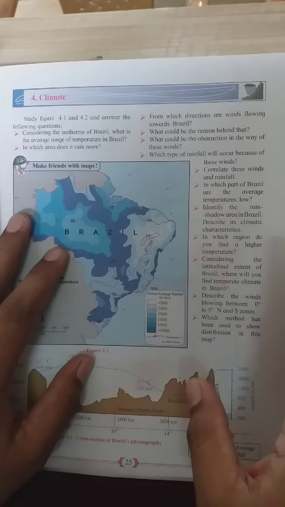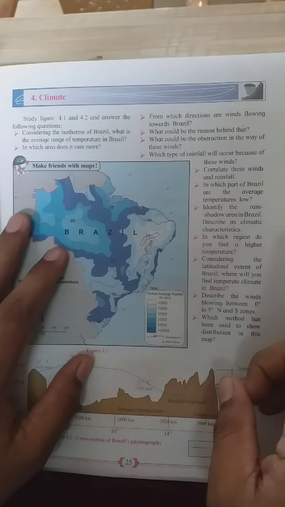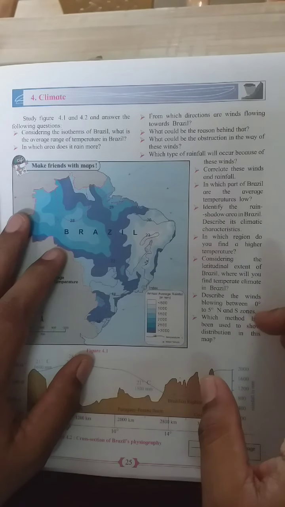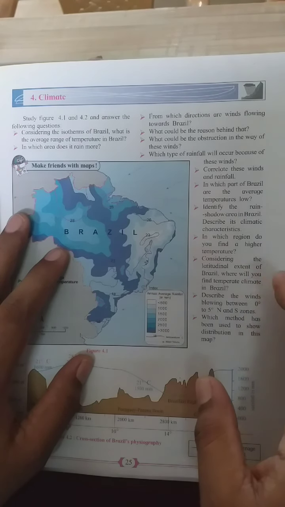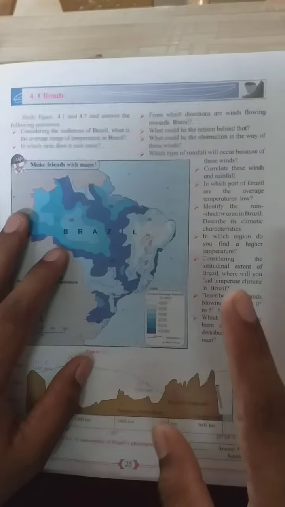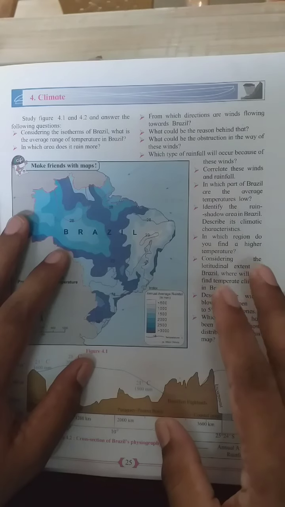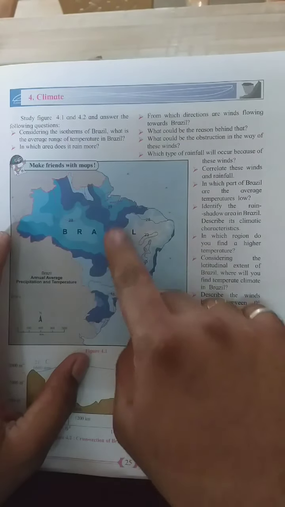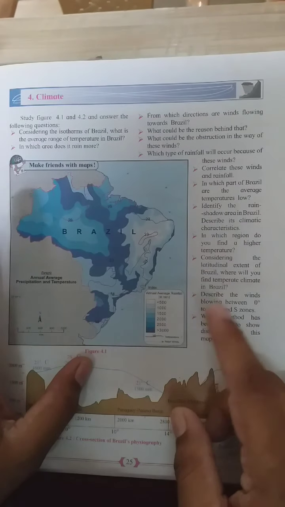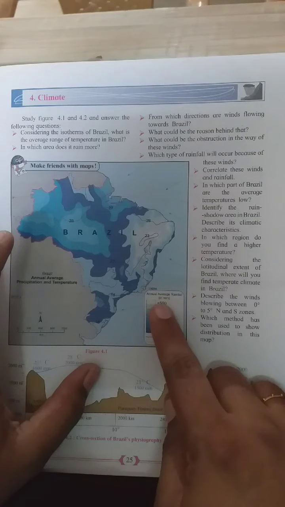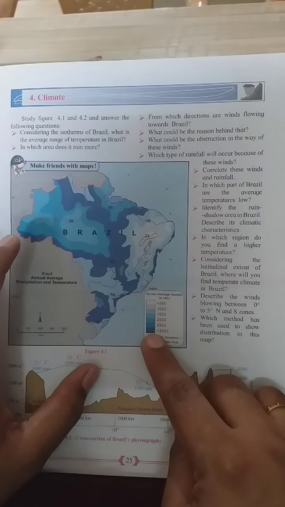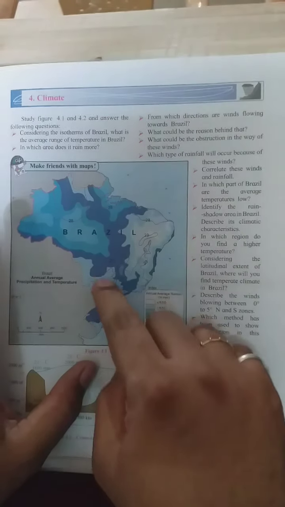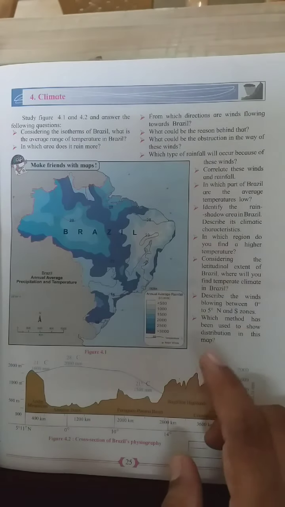Considering the isotherms, okay, isotherms are there. What do you call isobars, no, isotherms which were there. Then we are talking about dot method and all. So isotherms of Brazil, what is the average range of temperature in Brazil? You can see these isotherms are given. And in which area does it rain more? You can see the climatic condition, average annual rainfall. It is here, more in the dark ones.